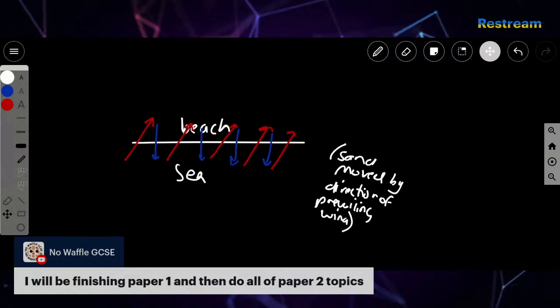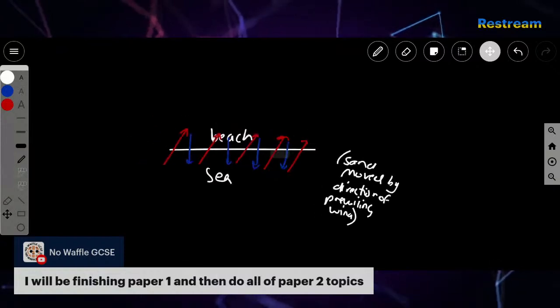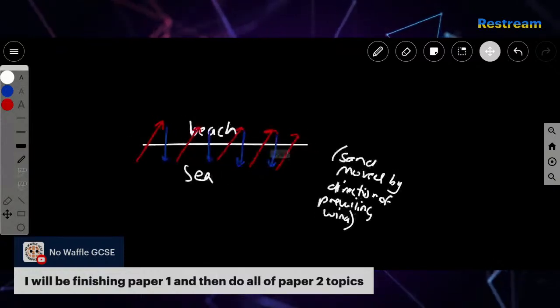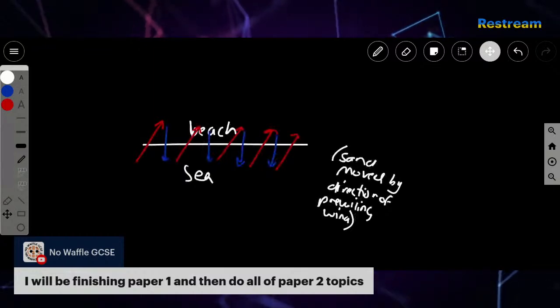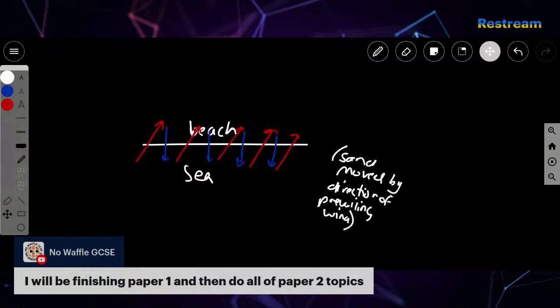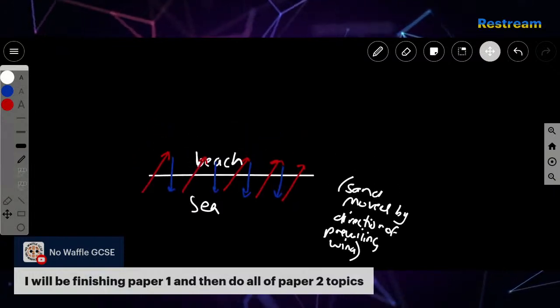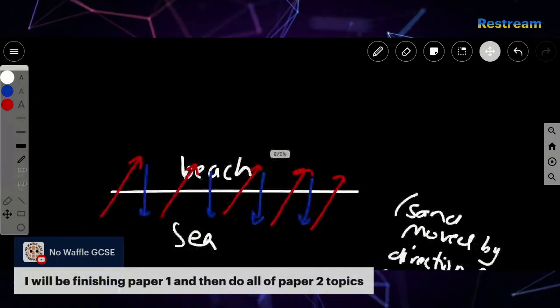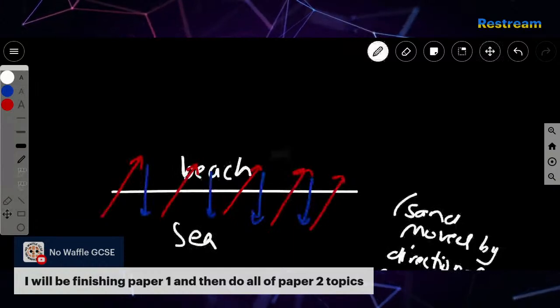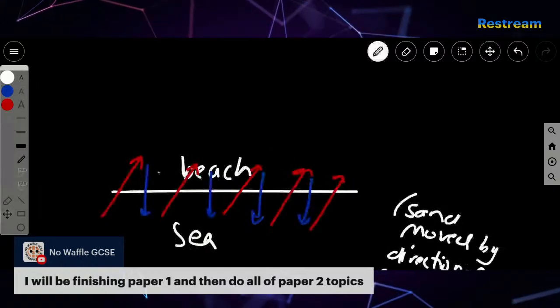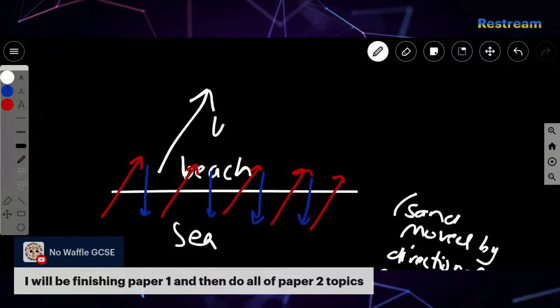So yeah, how are sand dunes formed? As the longshore drift causes the sediment to move along the beach, eventually the sand dunes are formed because after the sand is deposited, further wind then causes the sand to move even further up the beach.